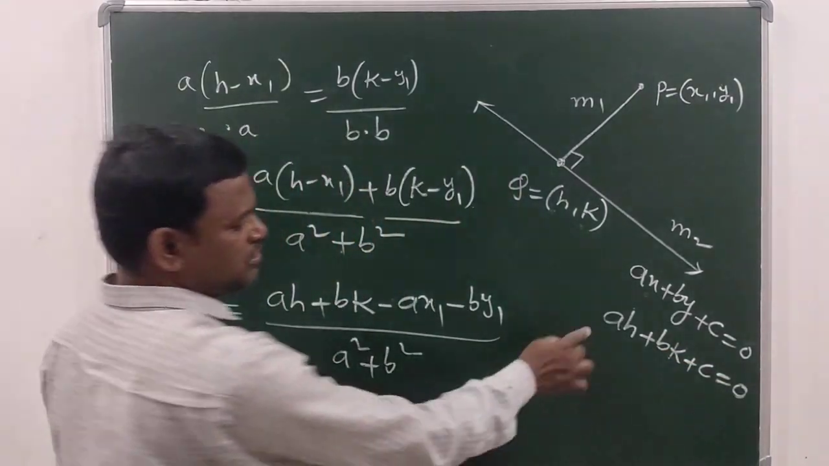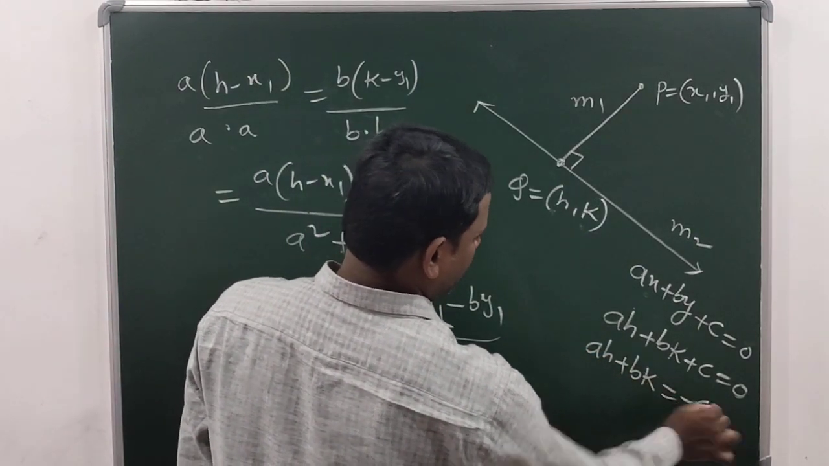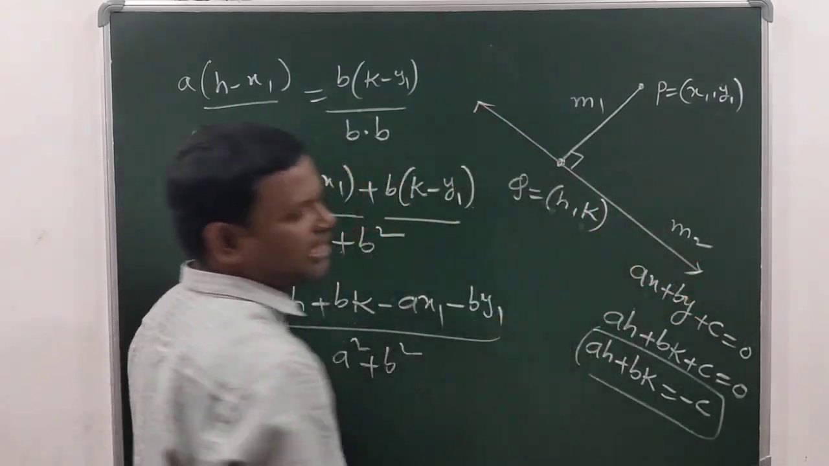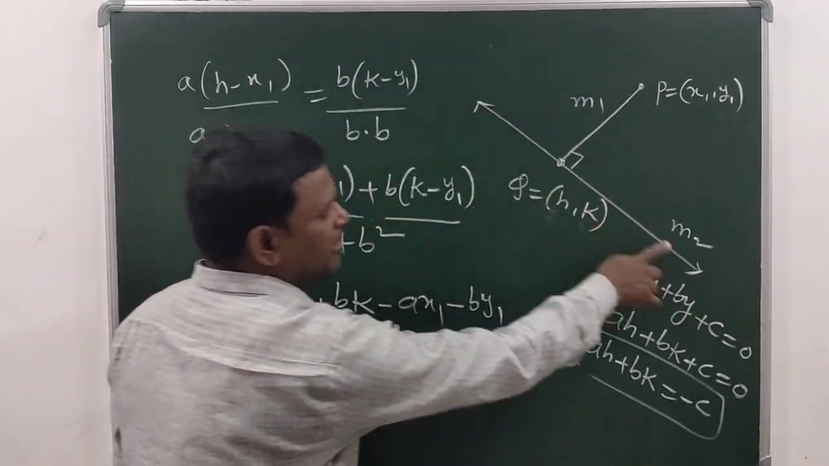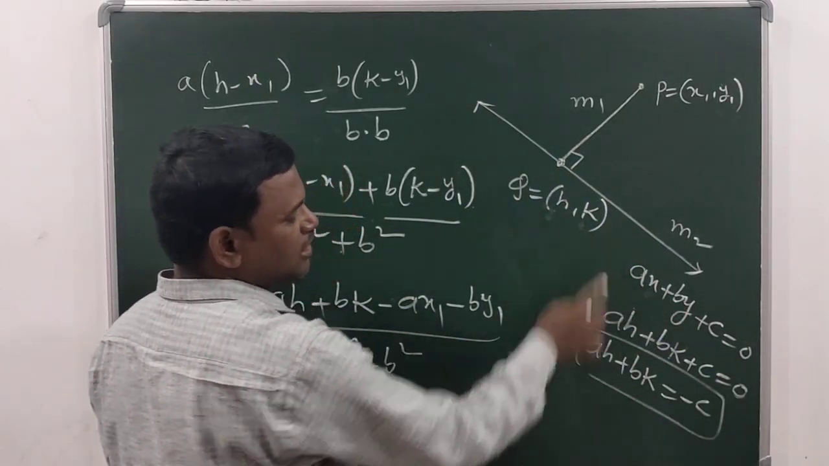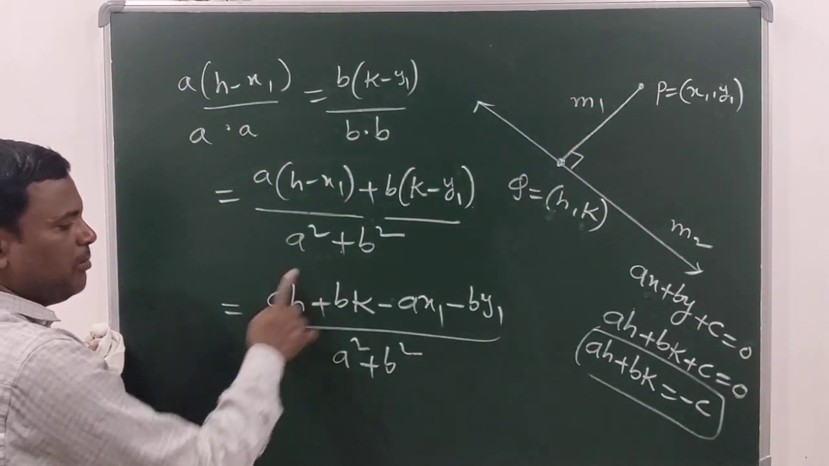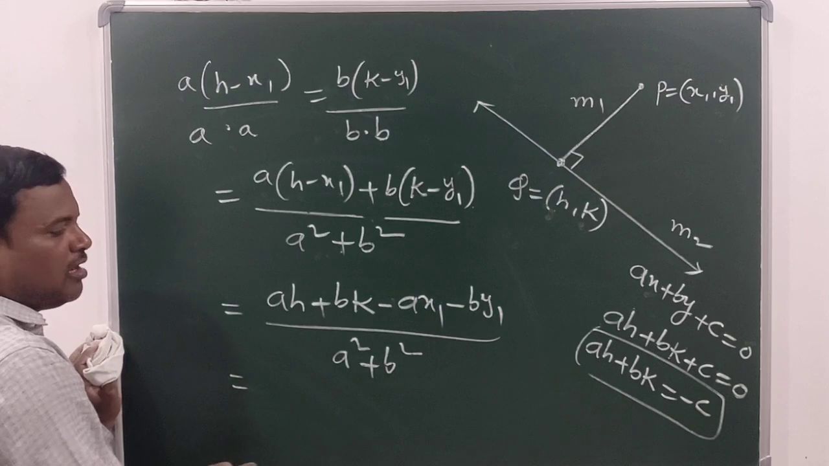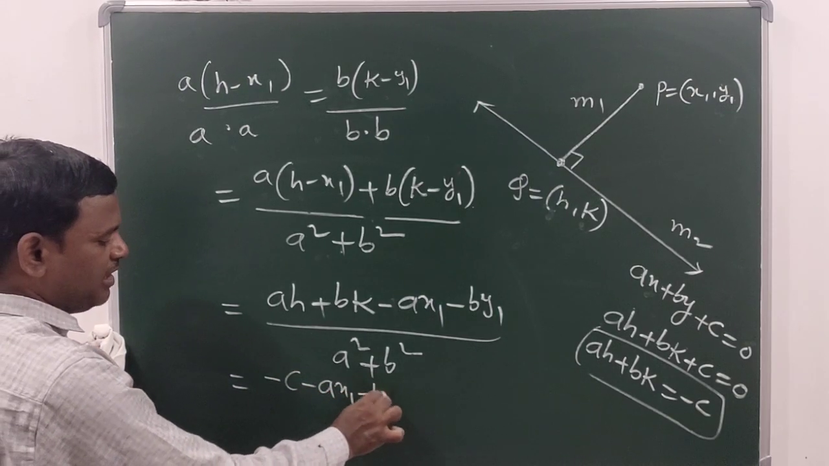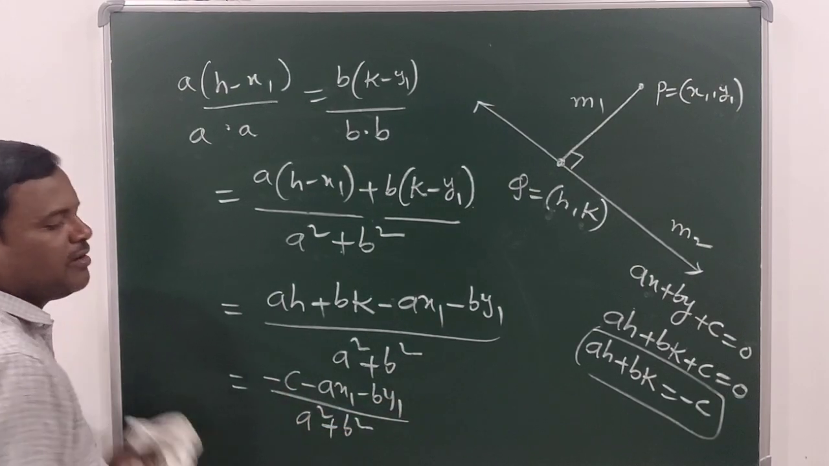Okay, students. Now see here, ah plus bk, which is equal to minus c, because h comma k is lying on this line. Hence substitute, replace this x y by h comma k, so that you will get ah plus bk is equal to minus c. Now replace this by minus c. So what do you get? Minus c minus a x1 minus b y1 whole by a square plus b square.